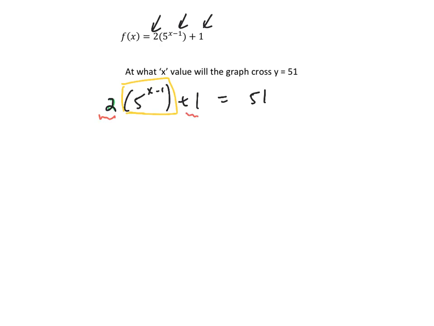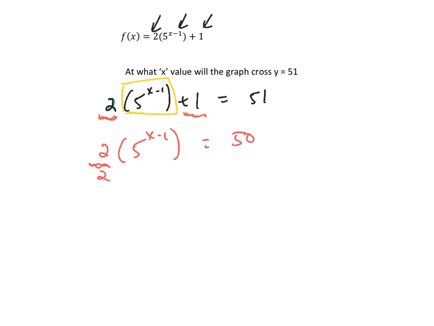So what do we do first? Well, we're going to go backwards in BEDMAS. Instead of multiplying first, we're going to actually deal with the plus. So what's the opposite operation of plus? Minus 1. So I'm going to subtract 1 from both sides. That will give me 50. And then I can target the 2 in front. And what's the opposite of multiplication? We're going to divide. So we can divide everything by 2.